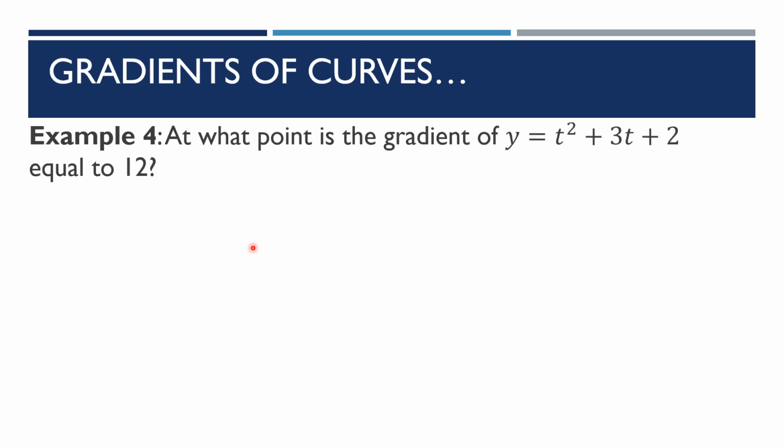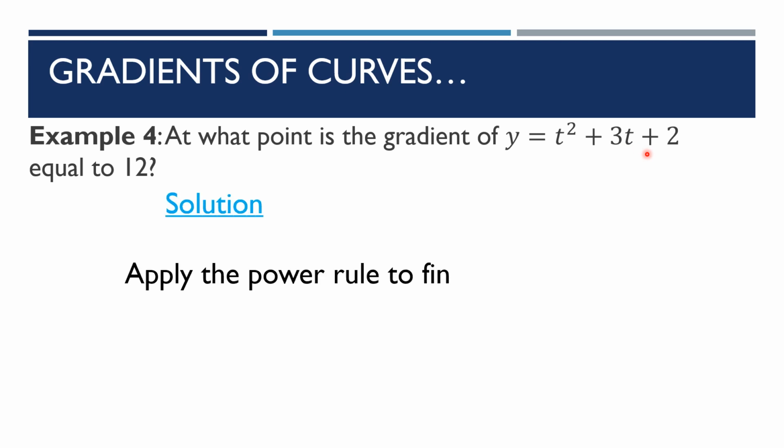So in our example 4, we are required to determine the point at which the gradient of the equation y equals t squared plus 3t plus 2 is equal to 12. So first, we are going to apply the power rule to obtain the gradient function dy/dt. If we apply the power rule here, it means that 2 we multiply by the coefficient here, which is 1, and that will give us 2. And the power, which is 2, we reduce it by 1, which means you'll end up with t raised to power 1. So at the end of the day, we shall have 2t.